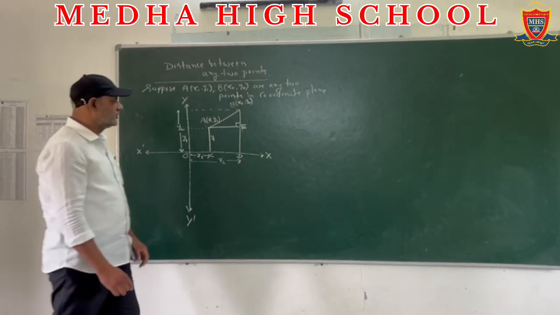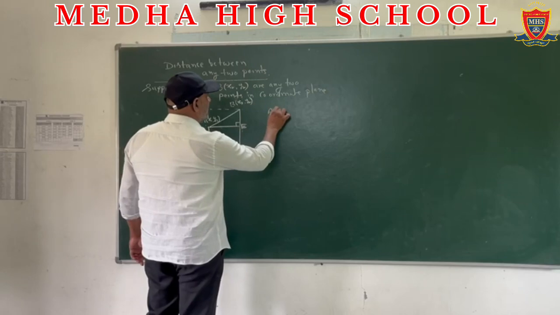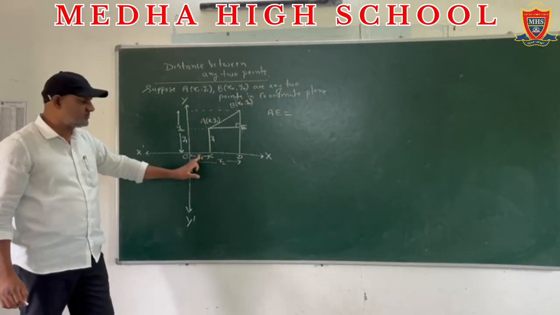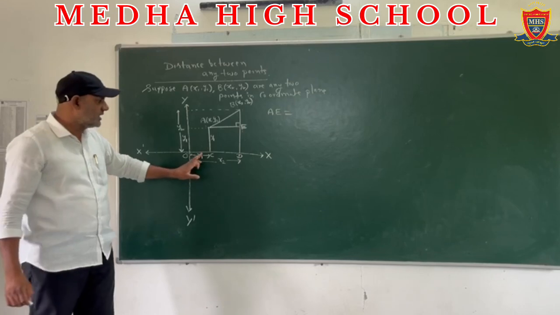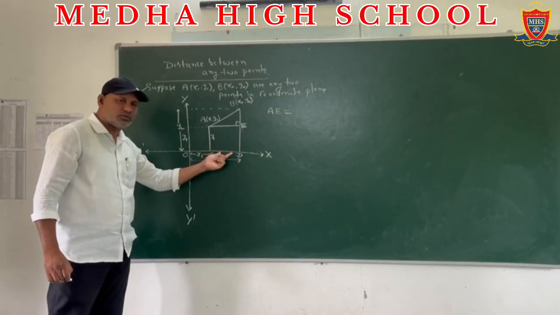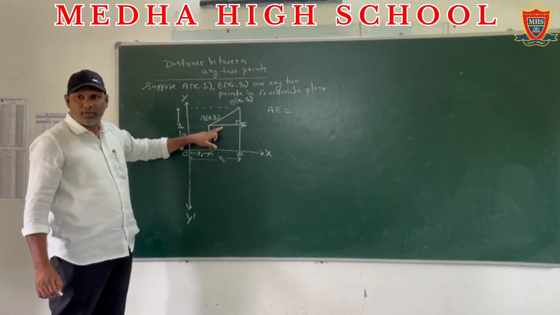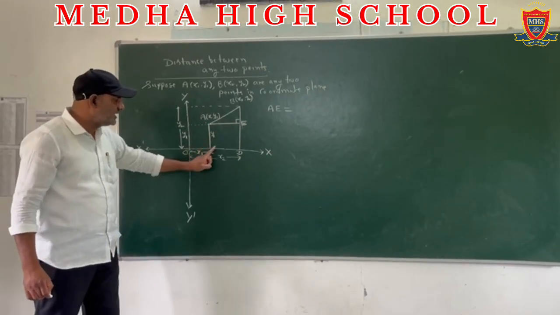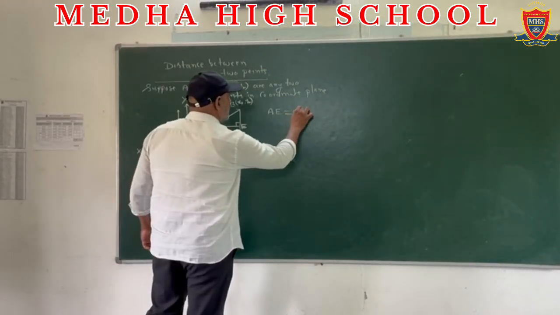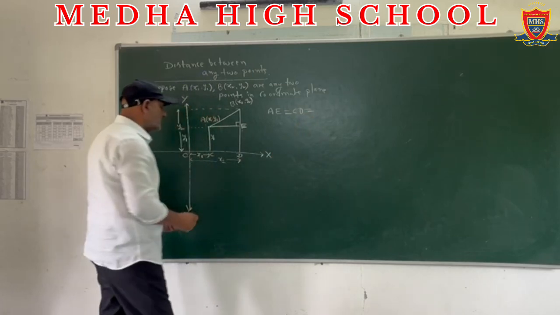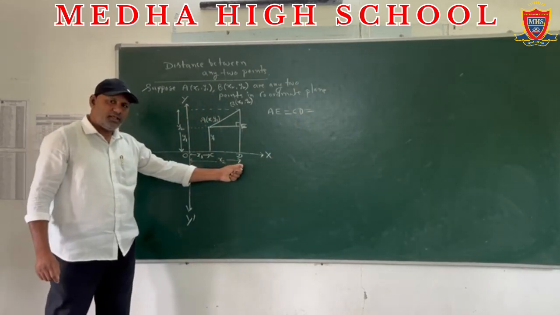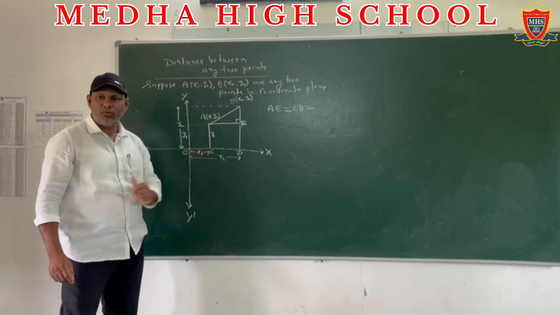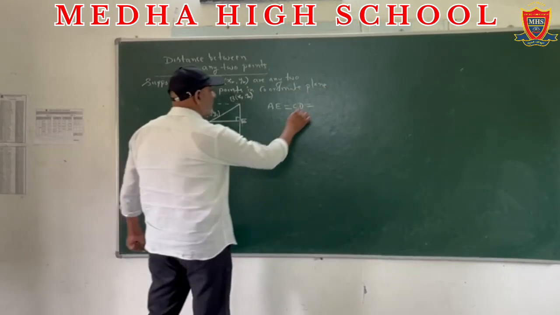Okay now. So AE equals what? x2 minus x1. Actually, we will get the distance from C to D. CD is equal to AE. So AE and CD are both equal. AE equals CD equals OD minus OC. Then automatically we will get CD.